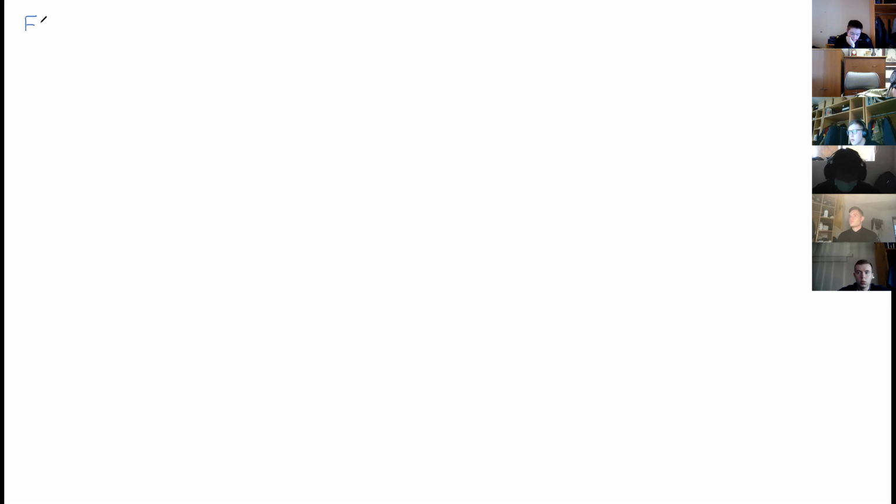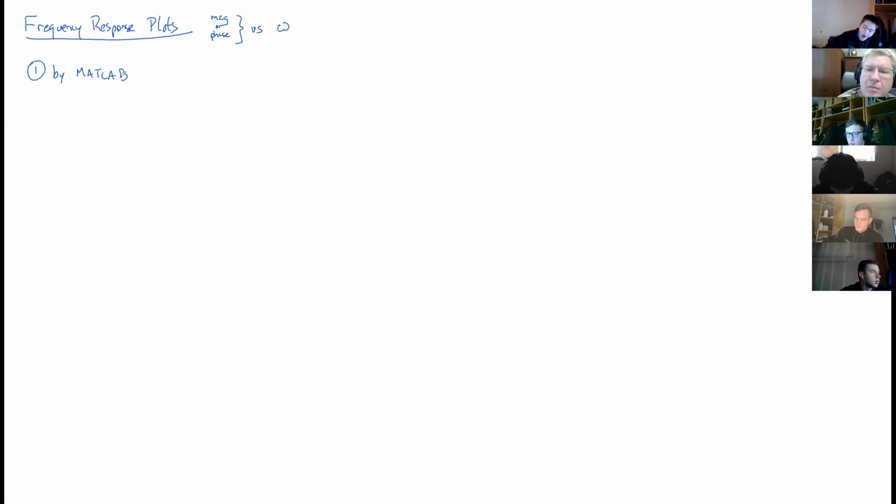So let's talk about this last part, the frequency response plots, which is really, remember, just either magnitude or phase versus omega. And there are two ways you can do those. One is by MATLAB, and the other one is using Bode plots by hand. Let's do the easy one first, by MATLAB.